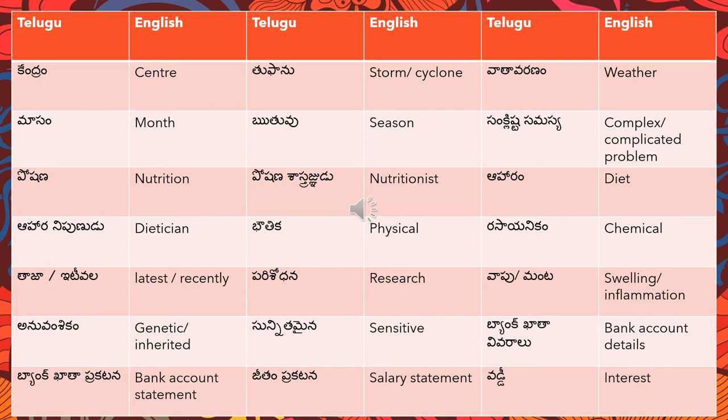Vatavarana is weather. Sankleshta samasya, that is a complex or a complicated problem. Then aharam is diet. Rasayanikam, that is chemical. Vapu leka manta ante swelling or an inflammation.